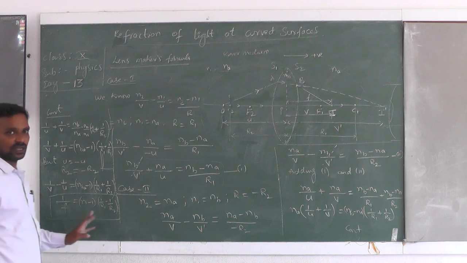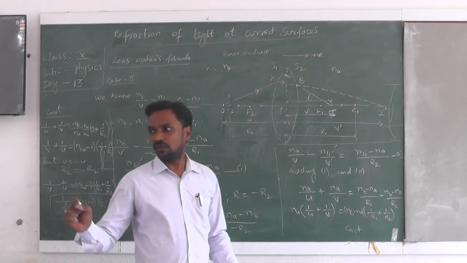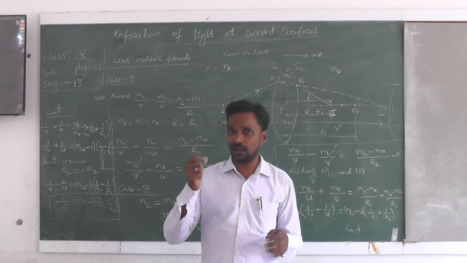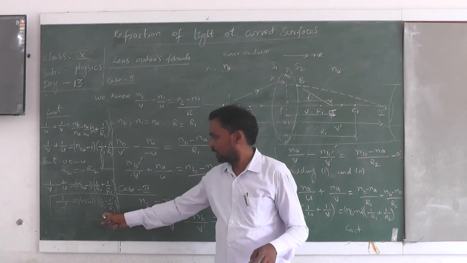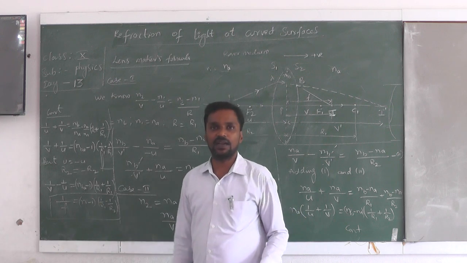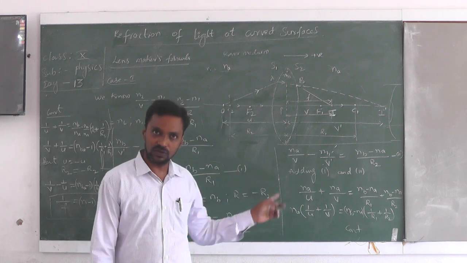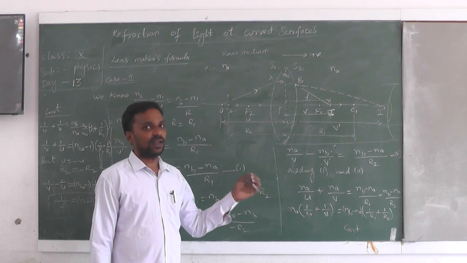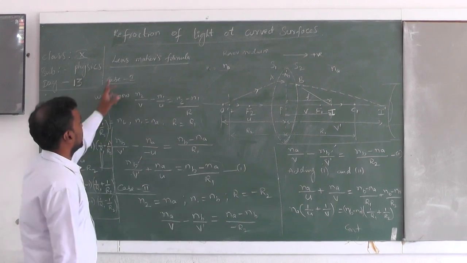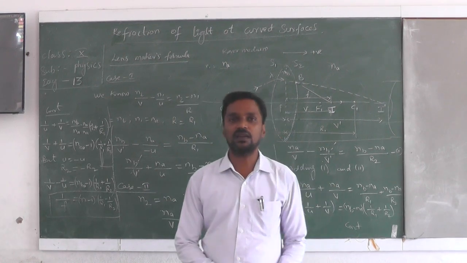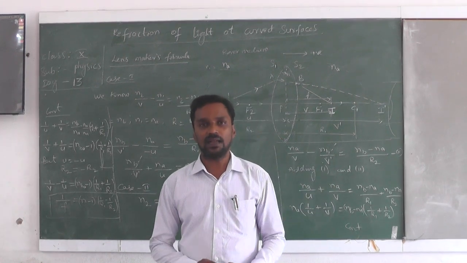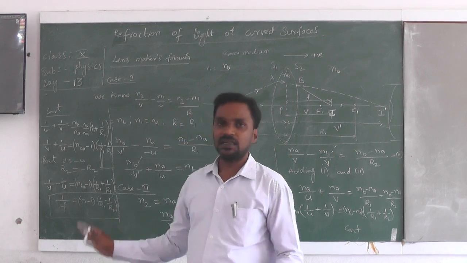If you want to know the focal length of any lens, we should know the radii of curvature of the two surfaces and the refractive index of the particular medium. That becomes the lens maker's formula. This is how a person will prepare or make a lens according to the parameters given.